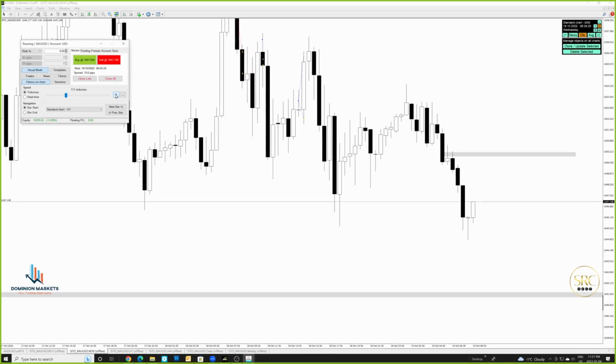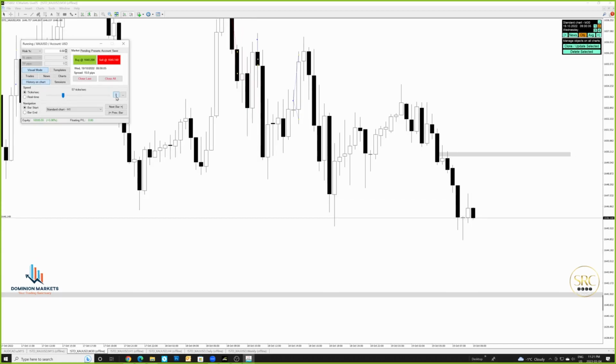Easy trade, trading with the trend. Yep, look at that. We're forming some sort of support over there now. That's beautiful. Look at this candle breaking the low in the first few seconds.